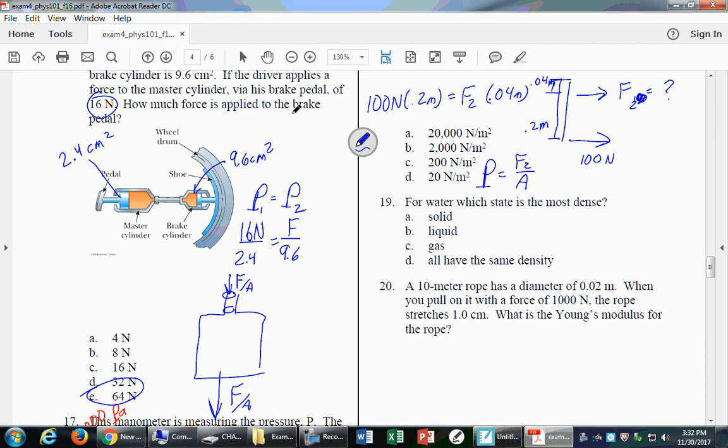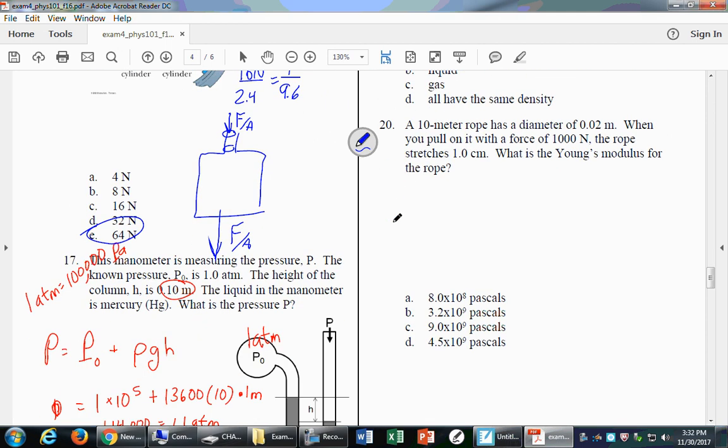So 20 talks about Young's modulus, so you know that's going to be the stress-strain thing. So it's just F over A is equal to Young's modulus times delta L over L, and then it's really a matter of knowing what the various quantities are. So this 10 meters, that's its original length, L. This is delta L.